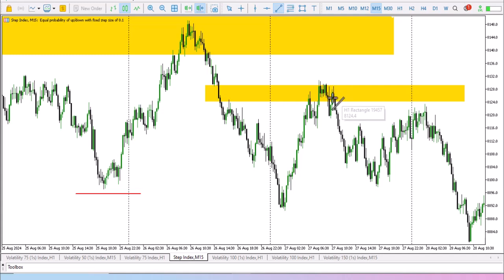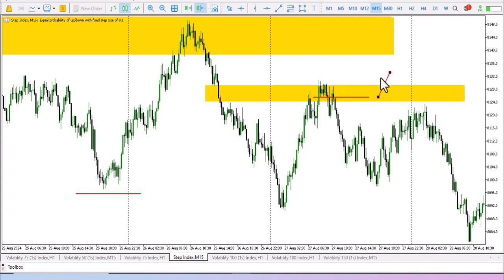And what are we doing? We are looking for the break of a minor structure, as you can see. So this is the minor structure. Price breaks, and where is your entry going to be? Your entry is going to be after price breaks that particular zone around here.